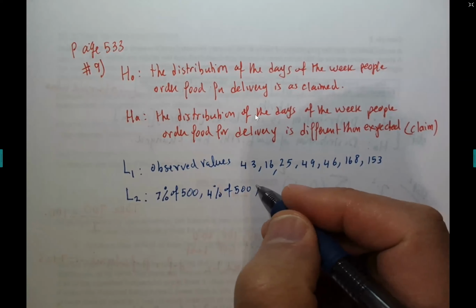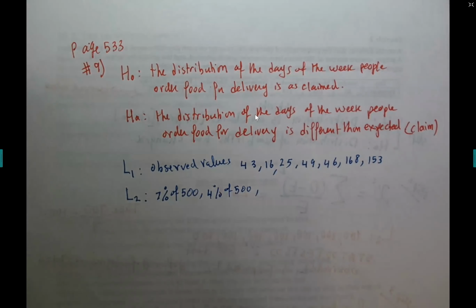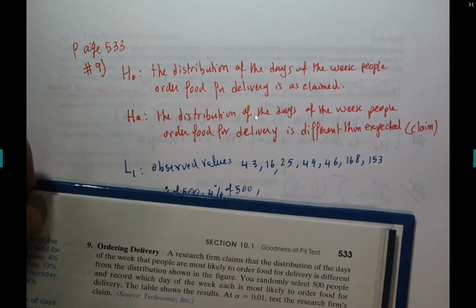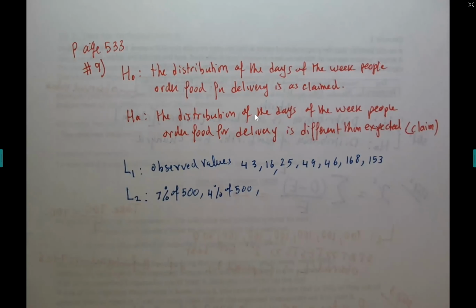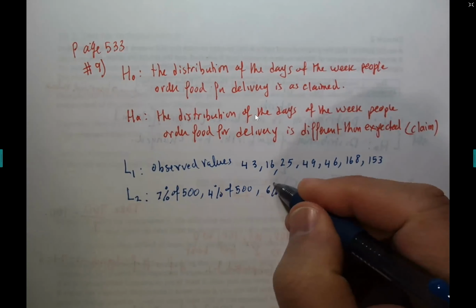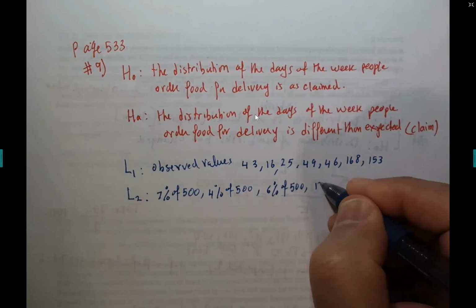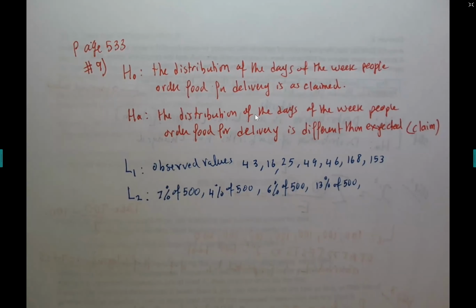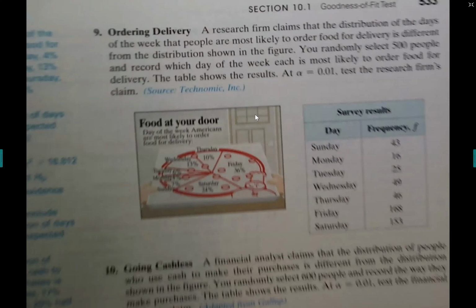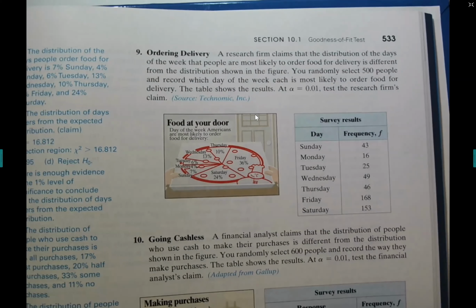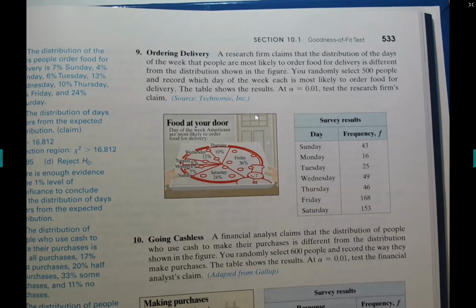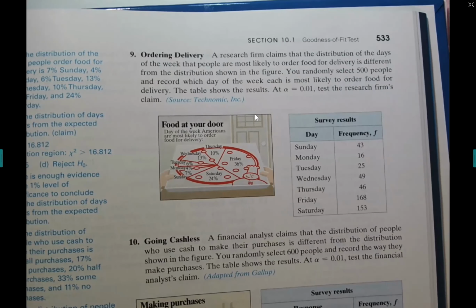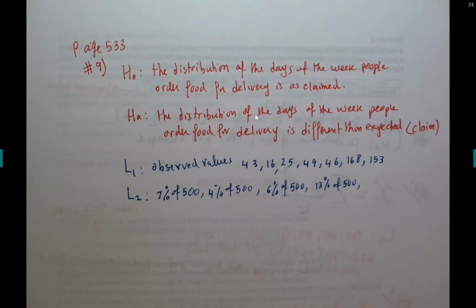And the next one, just make sure that I see it clearly. Tuesday is 6%, and Wednesday is 13%. So 6% of 500, 13% of 500. And then on Thursday, just to show you guys, Thursday is 10%, Friday is 36%, and Saturday is 24%. If you add up all the percents, they should add up to 100. So 10, 36, and 24.